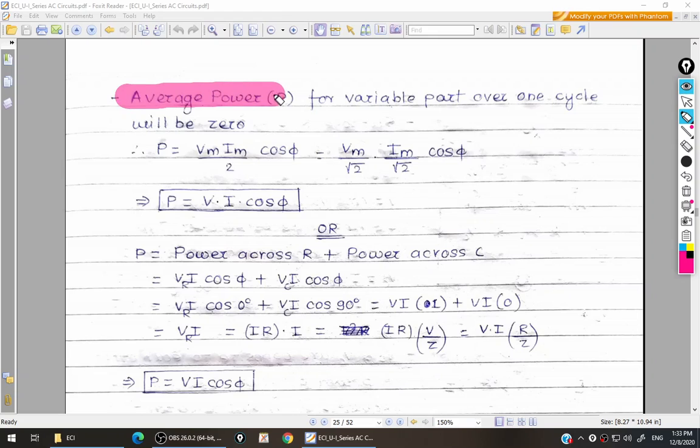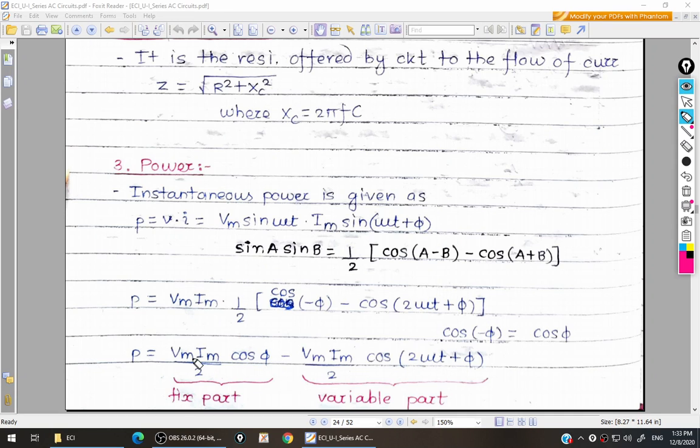Now next is average power. It is indicated by capital letter P and it is always measured over one cycle. What you have to do is take the integration of the previous equation with respect to omega t. In that equation we have the fixed part as well as the variable part. This is the equation I am talking about.